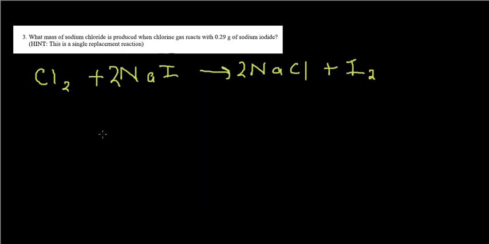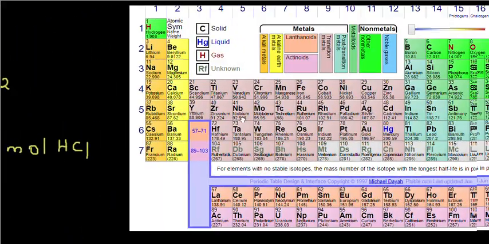So you have 0.29 grams of sodium iodide. The first step when you see grams here is convert to moles. Whenever in doubt, convert to moles, especially with stoichiometry. When you're going to have to make a single replacement reaction like this, you're going to have to convert this to moles. How are you going to do that? Periodic table.